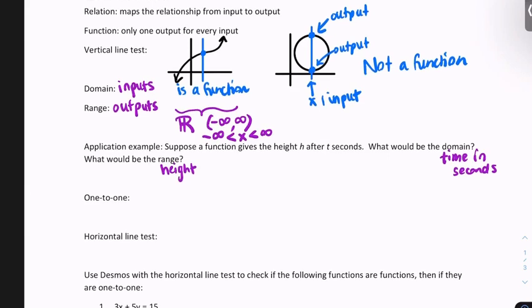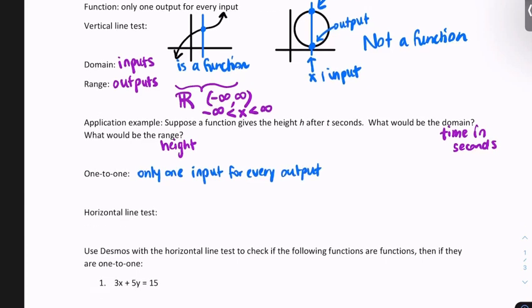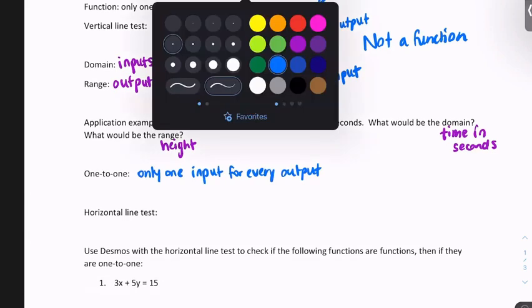So we talked about how a relation is only a function if there's one output for every input. A function is one-to-one if it's the other way around. Only one input for every output. So we can use the horizontal line test to test that. So I'll give you an example.